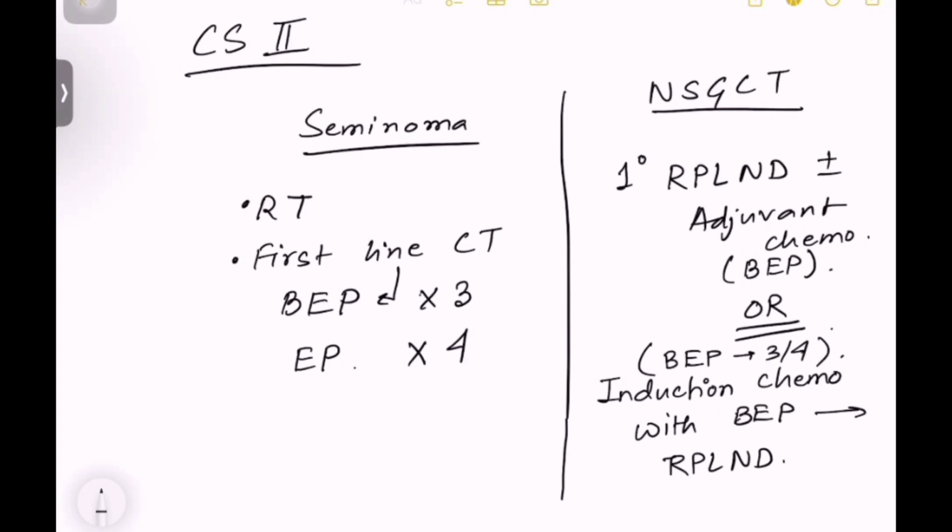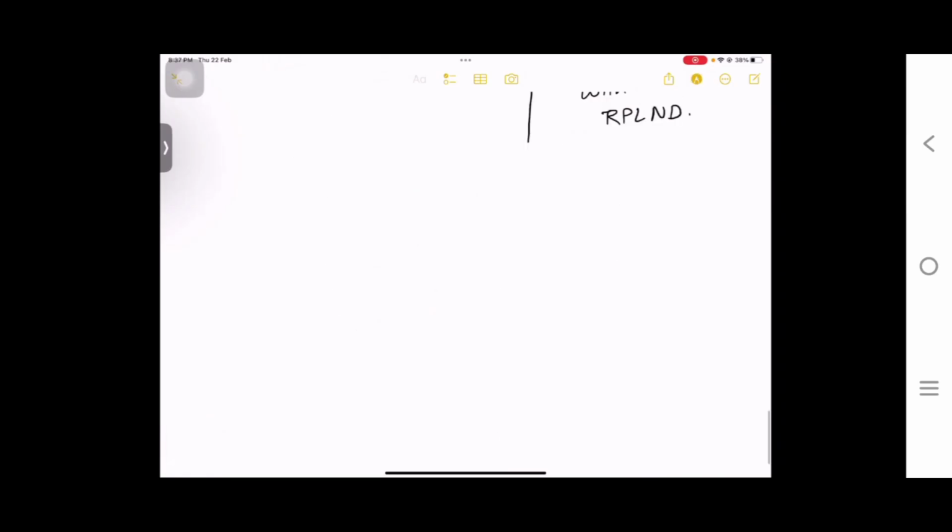For stage 2 seminoma testis, you have radiotherapy and first line chemotherapy by BEP 3 cycles or EP 4 cycles. And for non-seminoma germ cell tumor, you have primary retroperitoneal lymph node dissection with adjuvant chemotherapy. This adjuvant chemotherapy is using BEP, or you can first go for BEP 3 or 4 cycles, which is called induction chemo, and then you can go for retroperitoneal lymph node dissection.